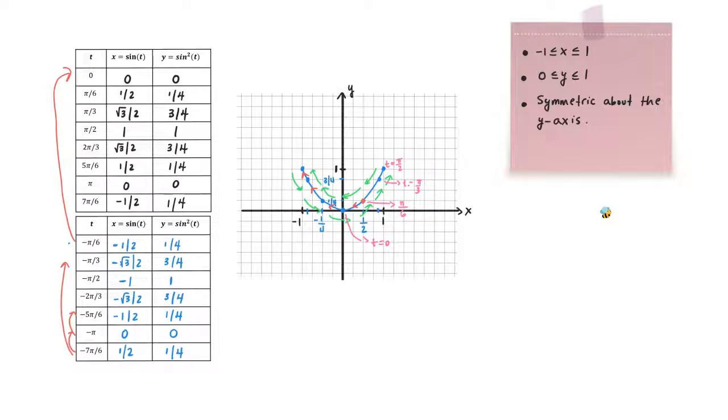Let's do some of the negative values. So this one right here, negative 1/2 and 1/4, will correspond to t equals negative pi over 6. And then this one right here will correspond to t equals negative pi over 3. And let's say this one right here, negative 1/1, corresponds to t equals negative pi over 2.